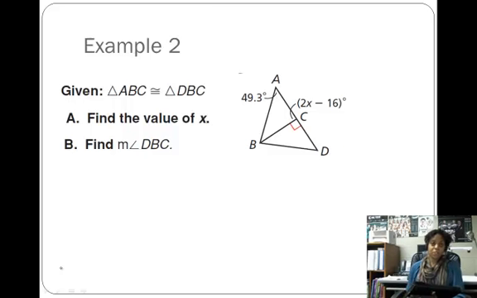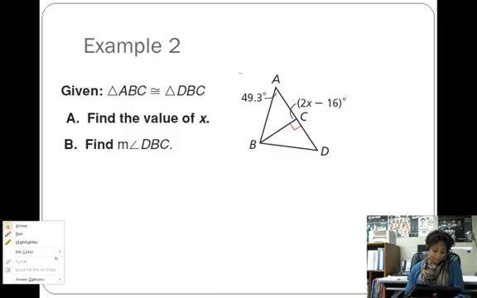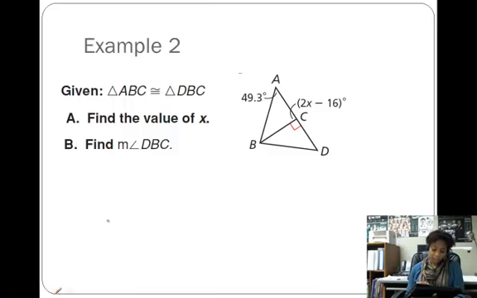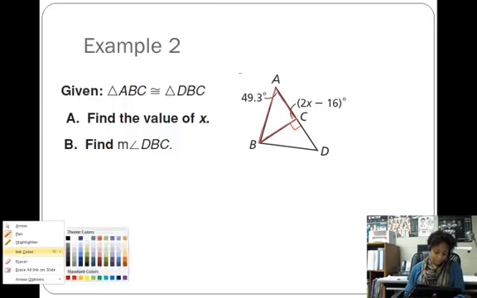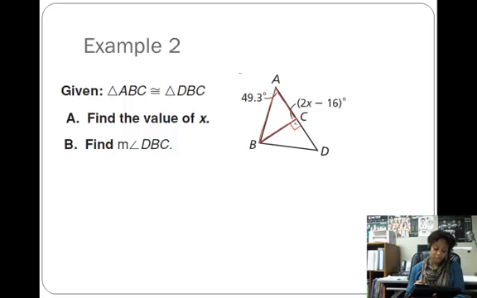Now for this particular problem, we're being told that triangle ABC is congruent to triangle DBC. So I'm going to trace triangle ABC in red. Triangle ABC is this guy here. And then the other triangle that we're looking at, it's important to know which triangles we're looking at, is DBC.